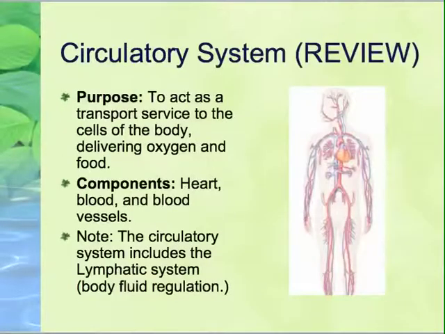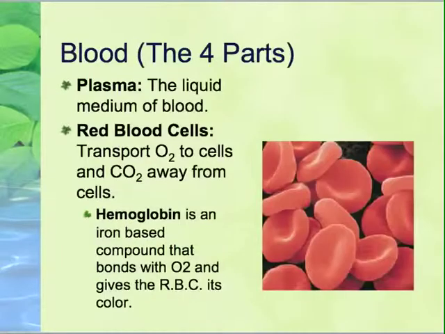As a review, remember that the circulatory system acts as the sort of transport service, not only for oxygen, but also for food and other materials that are needed throughout the body. The heart, blood, and blood vessels are all included in this system, and the vessels and the heart are also key to the lymphatic system, which is your body's fluid regulation mechanism. So they are very similar. Again, not something we're going to go into that detail in, but it's good to know that the lymphatic system, or the body fluid regulation system, and the circulatory system are in fact intimately paired.